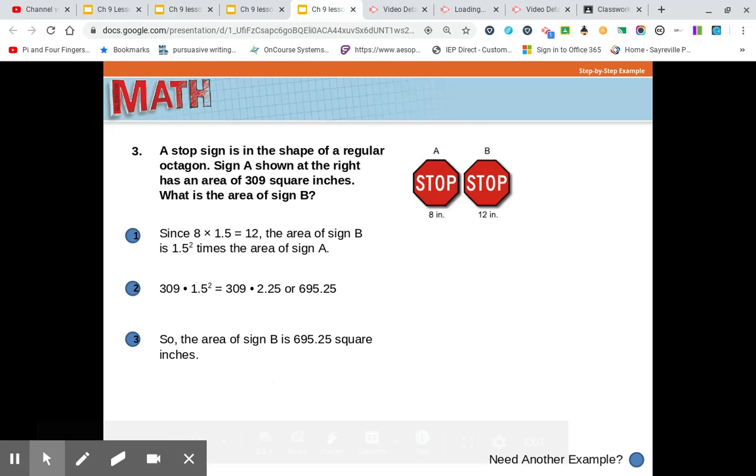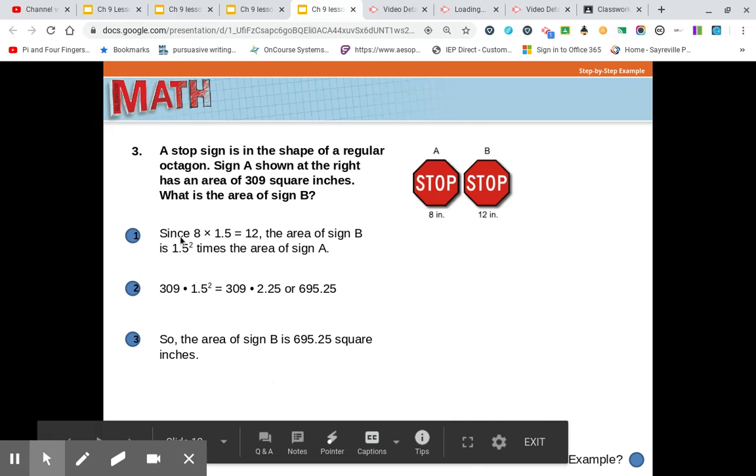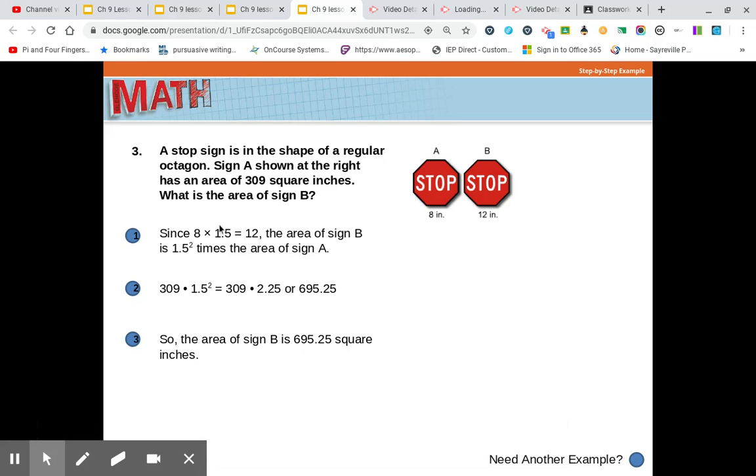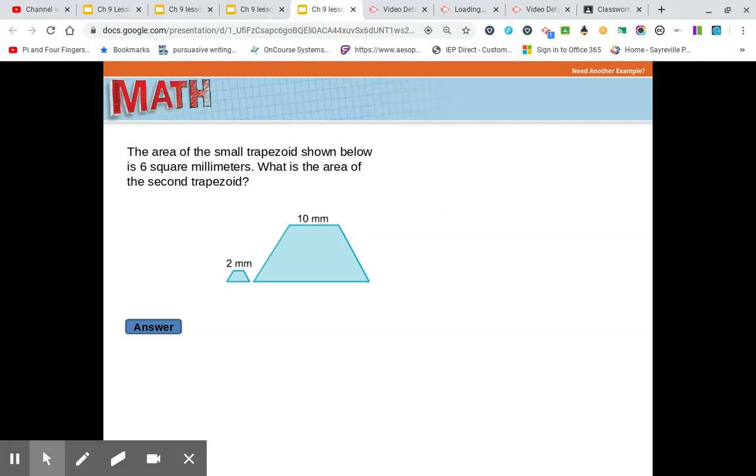All right, again, step 1, figure out the scale factor, which is 12 divided by 8. That's where we got the 1.5. Then you're going to square it, times it by itself in order to get your new area, because that's just the formula that they provided to us in the beginning. So now let's try this one.